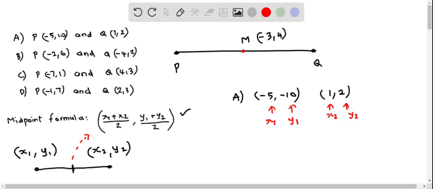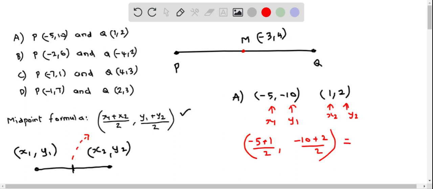So the midpoint, if you use the midpoint formula, is x1 plus x2 by 2, that is minus 5 plus 1 by 2, comma y1 plus y2 by 2, which is minus 10 plus 2 by 2. So this is the midpoint of the line segment joining P and Q. Let's find out what it is.